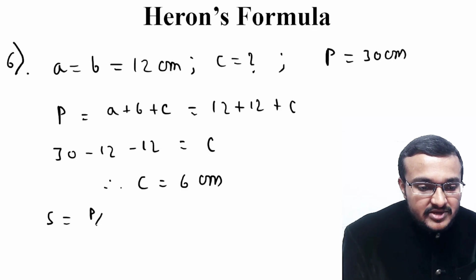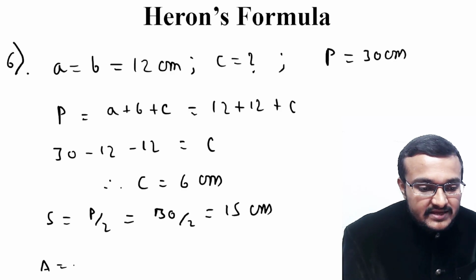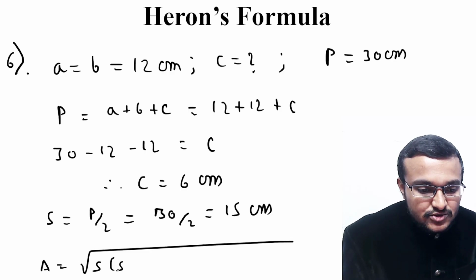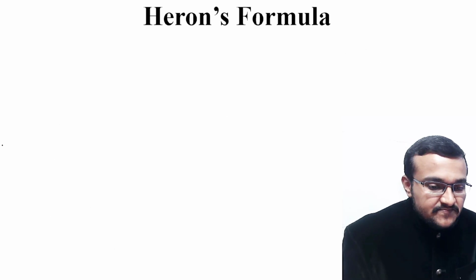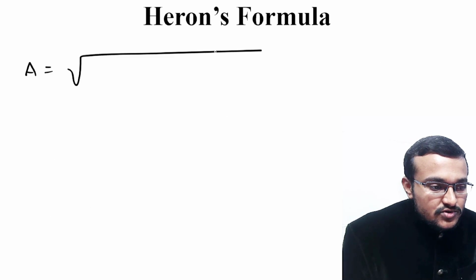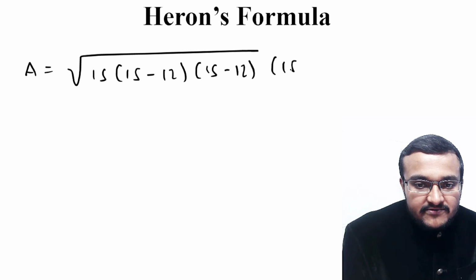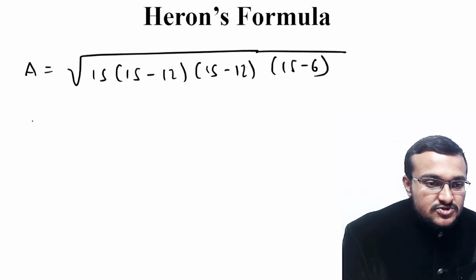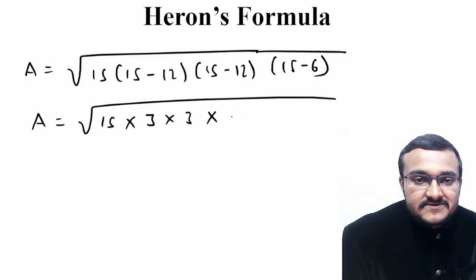So S will be P by 2. P is 30, so 30 by 2 is 15 centimeter. So area of this triangle will be square root of S into S minus A into S minus B into S minus C. So area is equal to, S value we have got as 15, 15 minus 12 into 15 minus 12 into 15 minus 6. So area is equal to 15 into 3, since 15 minus 12 is 3, and again 3, and 15 minus 6 is 9.